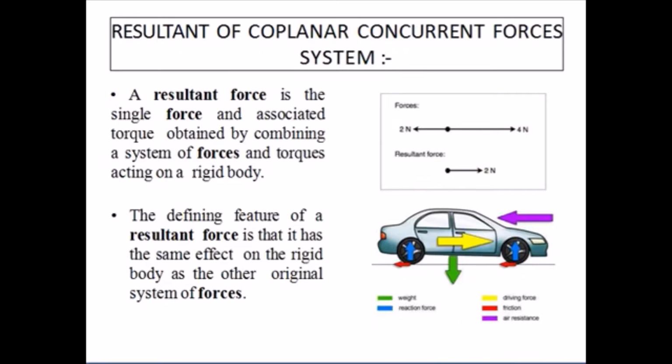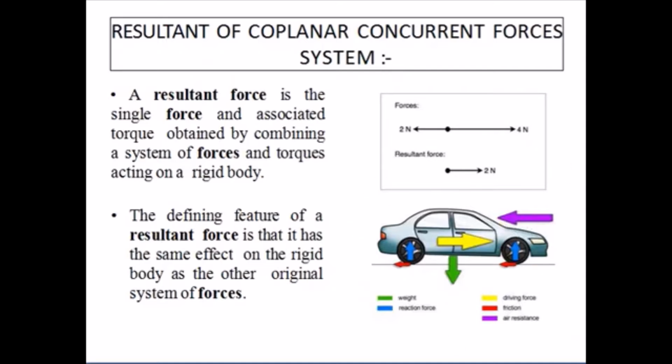Here you can see a diagram of a car which has different forces acting on it. There is friction, shown in red. The driving force of the car is shown in yellow. The weight of the car, acting in the downward direction, is shown in green. The reaction force to the friction is shown in blue, and the purple arrow here represents the air resistance.